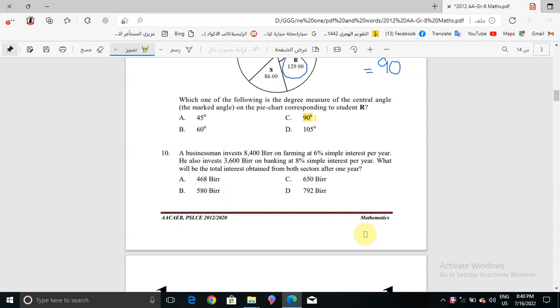Okay, now question number 10, it says what? A business invests 8,400 birr on farming at 6% simple interest per year. He also invested 3,600 birr on banking at 8% simple interest per year. What will be the total interest obtained from both sectors after 1 year? It will be 580 birr.